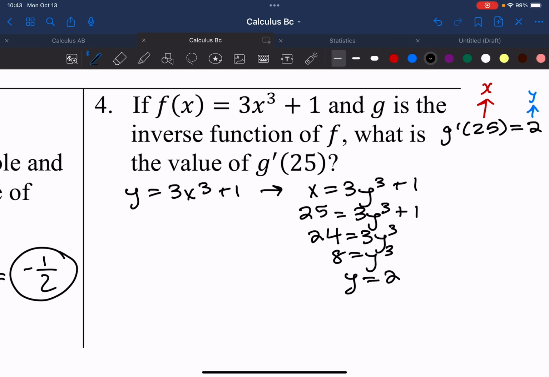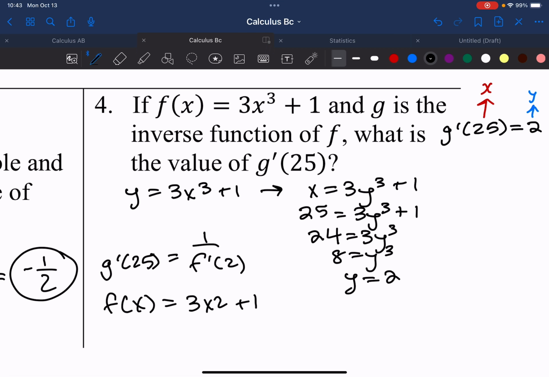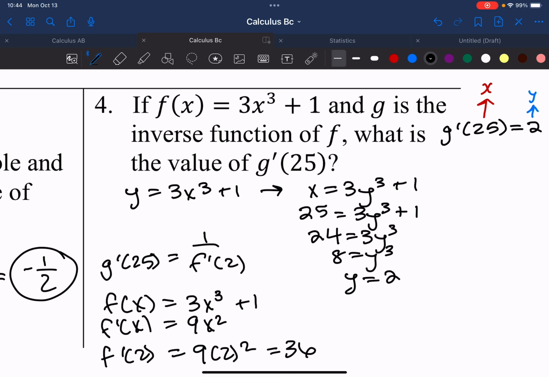Now, in order to find g prime of 25, this is going to be the same as doing 1 over f prime of 2. Since f of x is equal to 3x cubed plus 1, f prime of x is equal to 9x squared. Sorry, that was supposed to be a cubed. So 9x squared. Which means in order to find f prime of 2, this is 9 times 2 squared, which is 36. So that means g prime of 25 is equal to 1 over 36, and that is our answer.